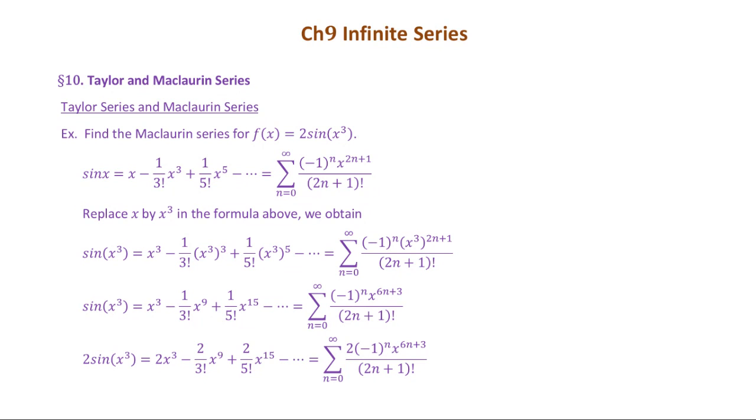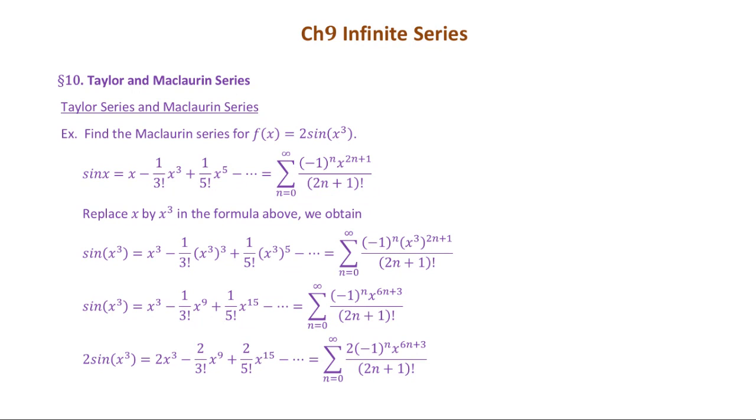It means you write sine x cubed as a sum of power series of x. That's what is meant by a Maclaurin series: you don't have anything in terms of c, just power functions of x. And what we need is f equal to 2 sine x cubed, so you just multiply the whole thing by 2. So you get 2 sine x cubed equals 2x cubed minus 2 over 3 factorial x to the 9 plus 2 over 5 factorial x to the 15th and so on.